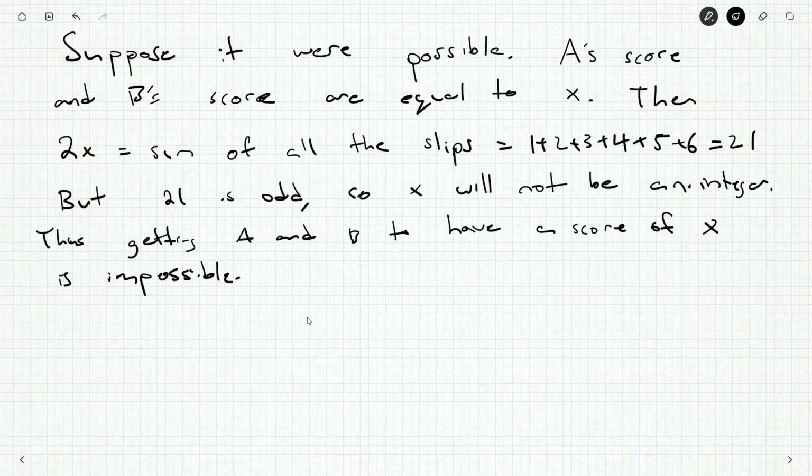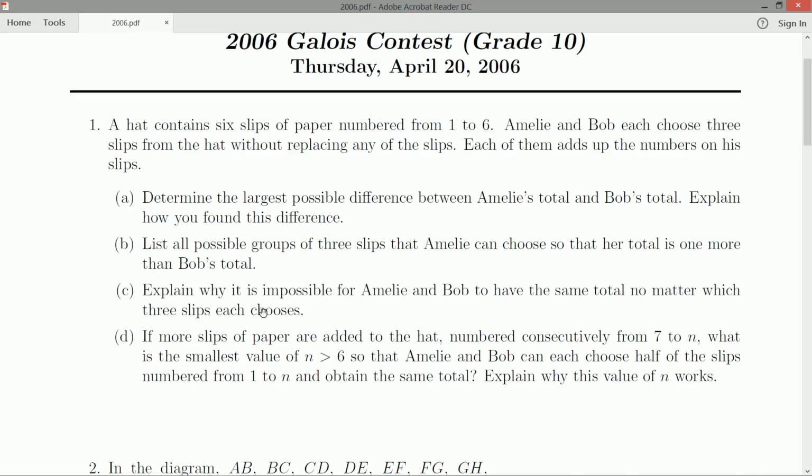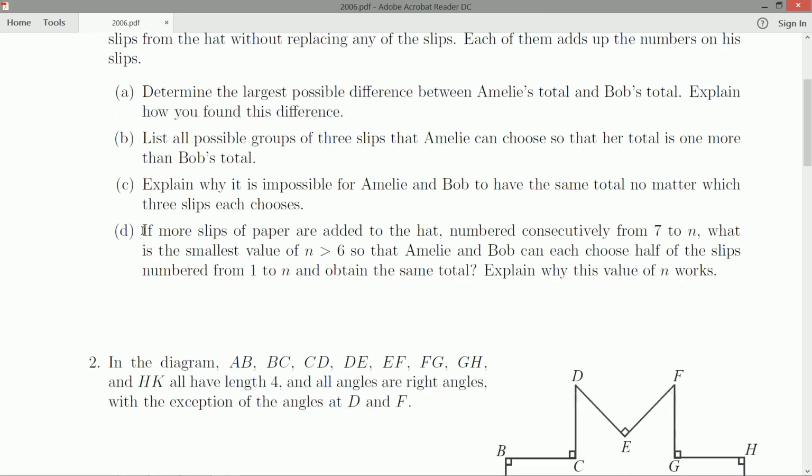If you wanted an extra little line in there, because maybe you're worried that that's not clear enough, you could say, since each of the slips has an integer, the sum of the slips must be an integer, so x must be an integer. But wait, 21 over 2 isn't an integer. Oh no, we got a problem. That little extra line could help. I don't think it's necessary. I think it's fine the way we've got it. Okay, and we're at the end of question number 1.